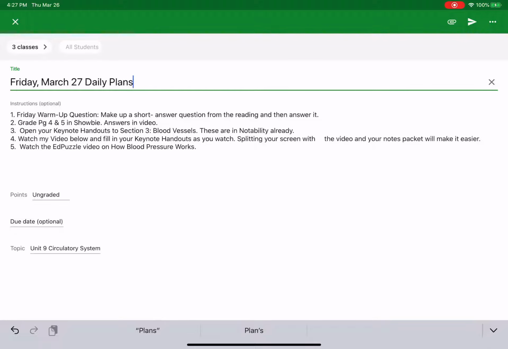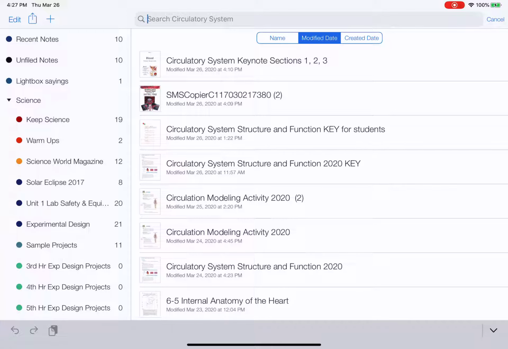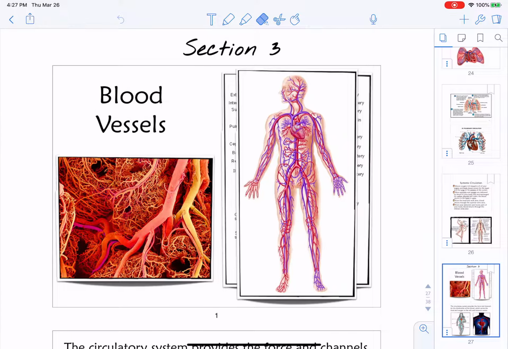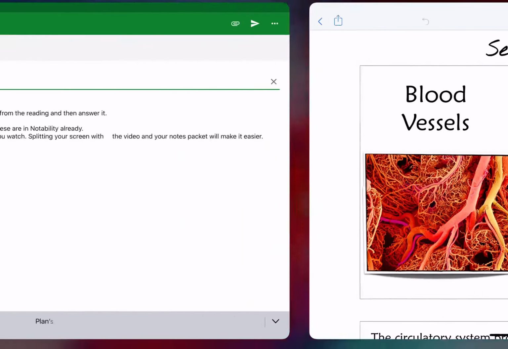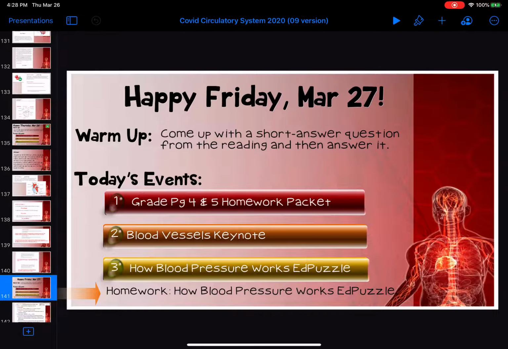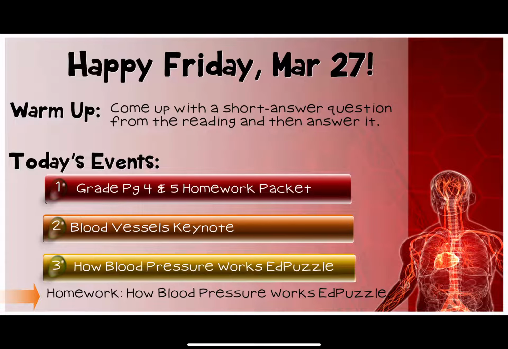We're going to be going through the blood vessels keynote, so you are going to need your keynote handouts, and you're going to want to turn those, look like this, to section 3 called blood vessels. Section 1 was all about blood. Section 2 of this unit was about circulation. And section 3, our final section, is about blood vessels. So go ahead and open your keynote handouts, and we are going to get started.